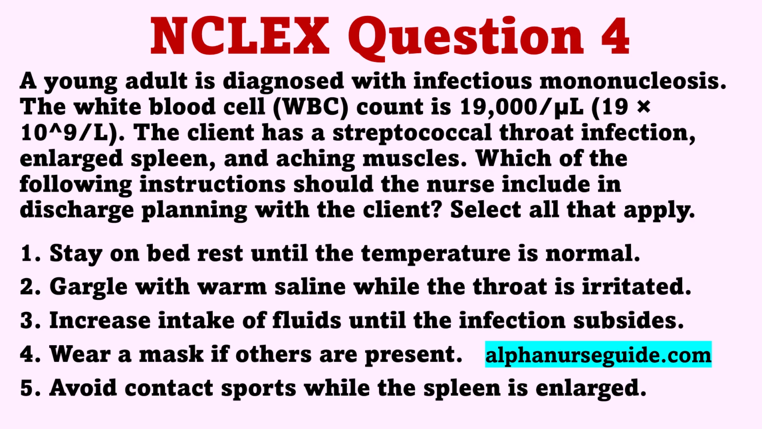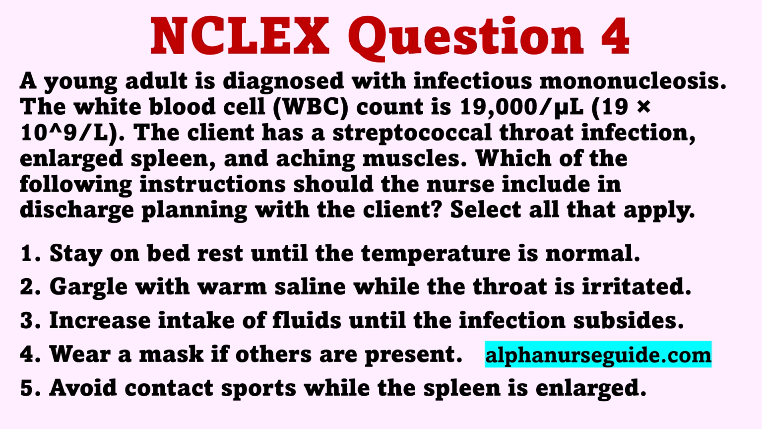A young adult is diagnosed with infectious mononucleosis. The white blood cell count is 19,000 per microliter. The client has a streptococcal throat infection, enlarged spleen, and aching muscles. Which of the following instructions should the nurse include in discharge planning with the client?